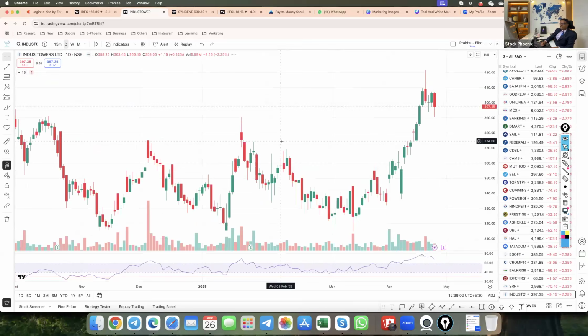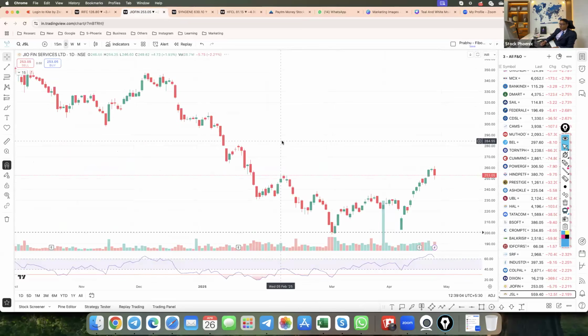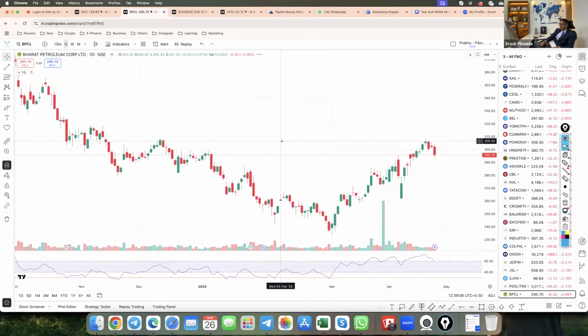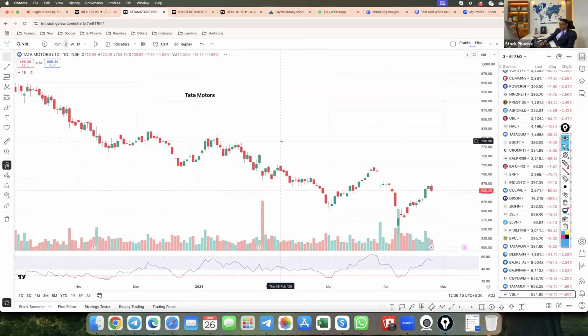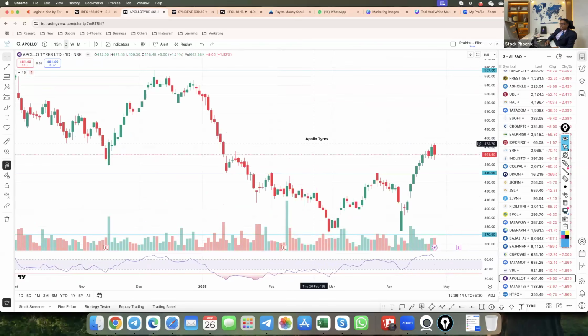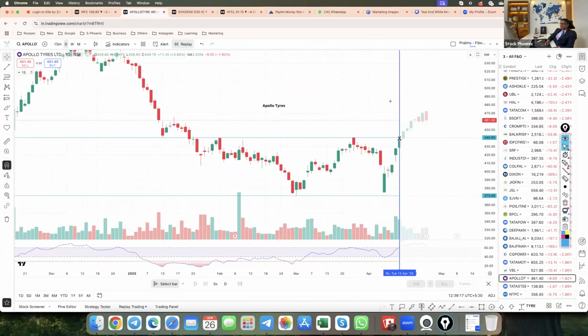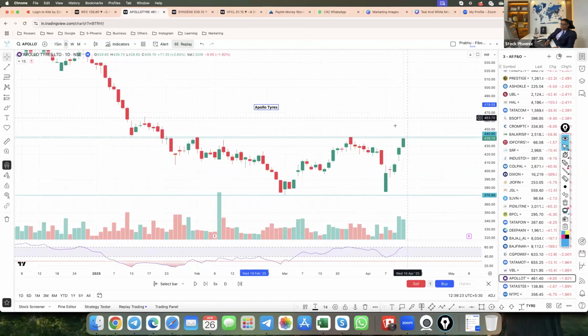Now, how do we convert this into options? That is also pretty simple. Let me show you with one example. So this Apollo Tyres we have marked as an entry. Now this is what Apollo Tyres had been marked. This was on 15th of April.